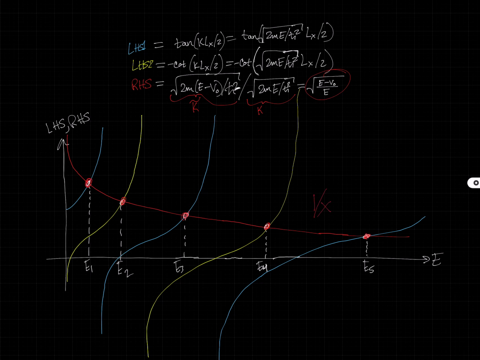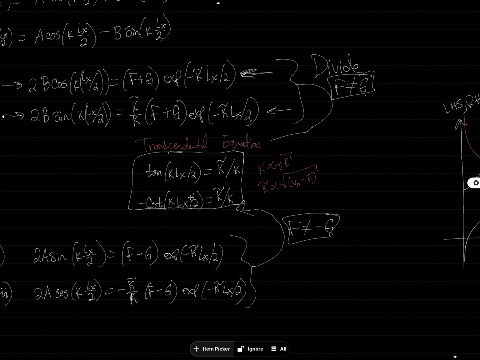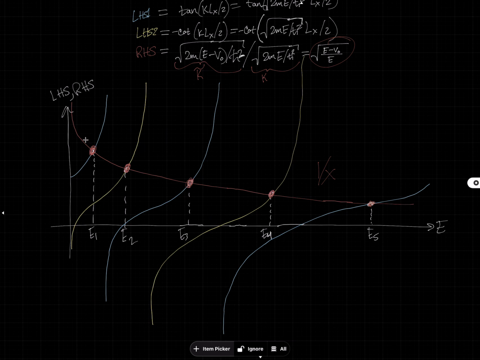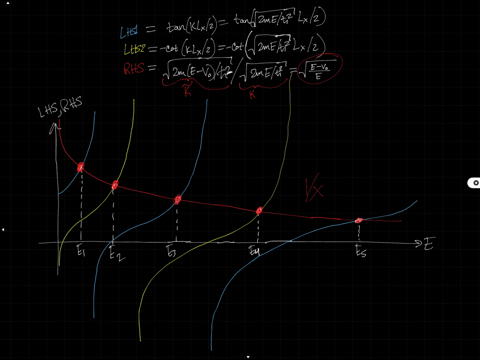And wherever you have an intersection is where the expression on the left is true. One of these two expressions is true wherever you have an intersection. And these intersections are our energy eigenvalues, right? Because we're essentially scanning through all the infinite values of E, and finding which points along all real numbers of E make this transcendental equation true.